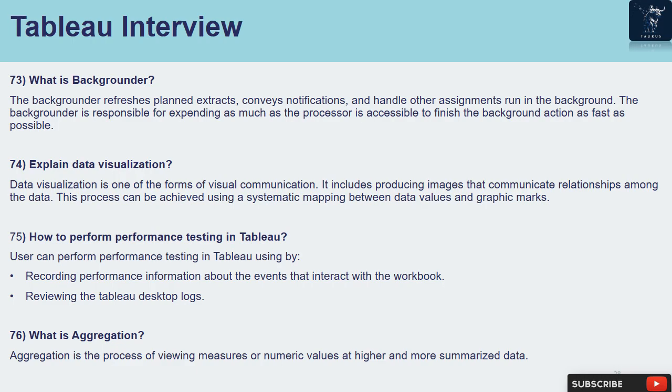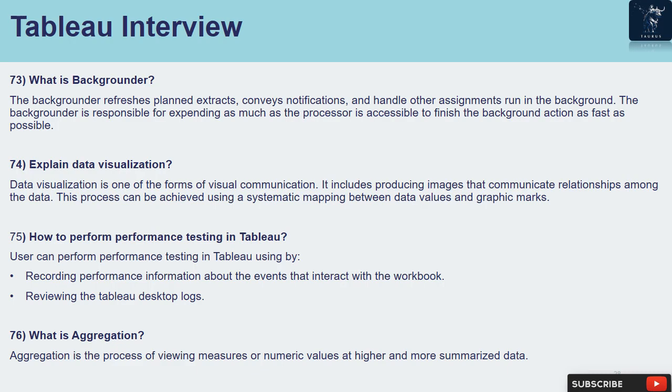74. Explain data visualization. Data visualization is one of the forms of visual communication. It includes producing images that communicate relationships among the data. This process can be achieved using a systematic mapping between data values and graphic marks.